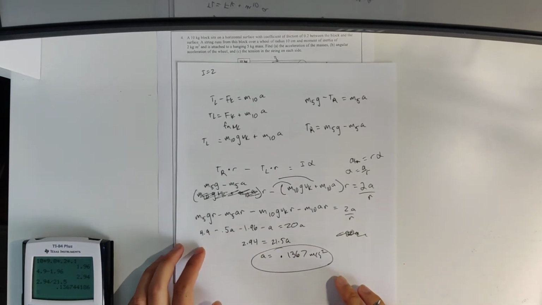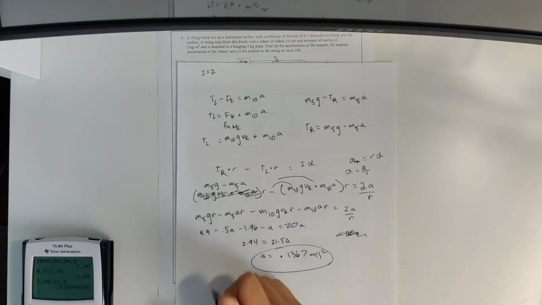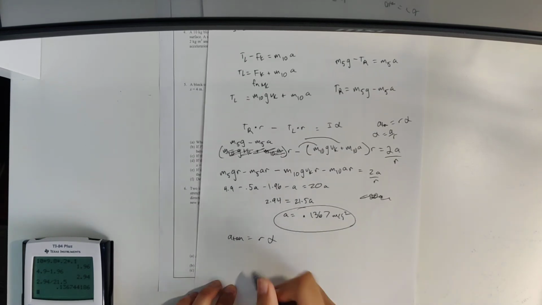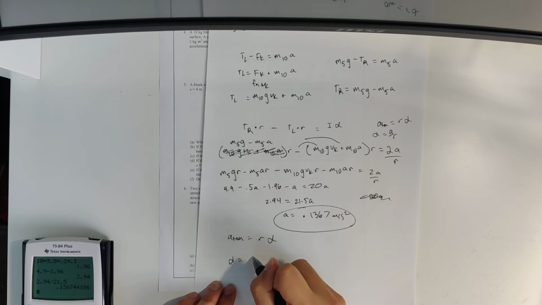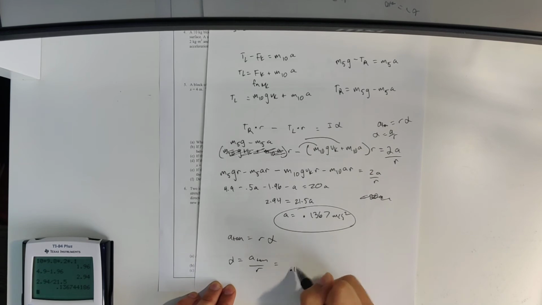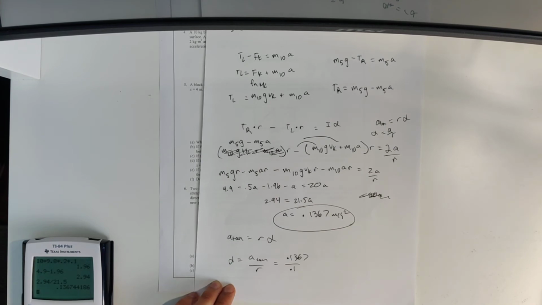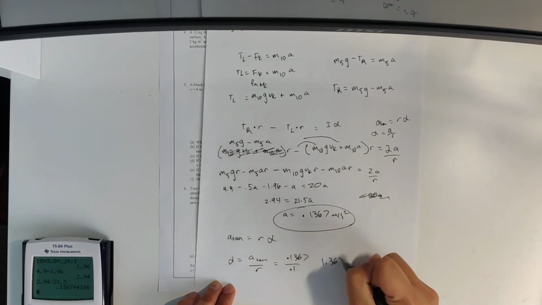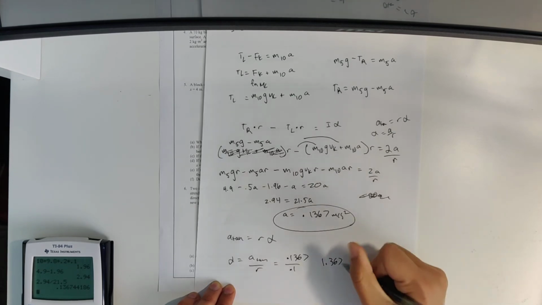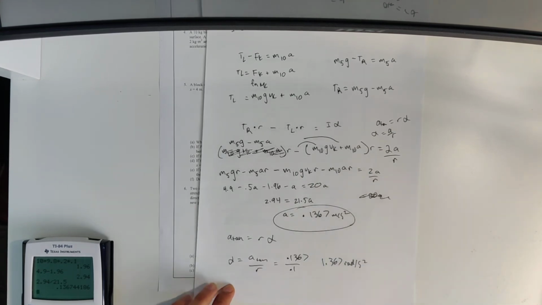Alright, next up, part B, it's asking for angular acceleration. So you have your A tangential, which is just equal to your radius times your alpha. We're trying to find angular acceleration, so that would be your alpha. If you isolate for that, my bad, alpha is equal to A tangential over R. You know your R is equal to 0.1. A tangential is 0.1367. So you just end up moving the decimal over, so you get 1.367. Don't forget your units, rads per second squared.